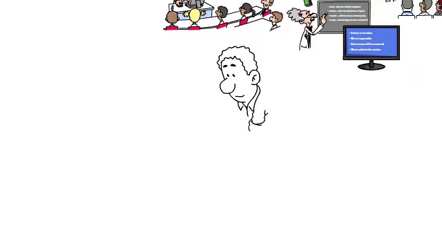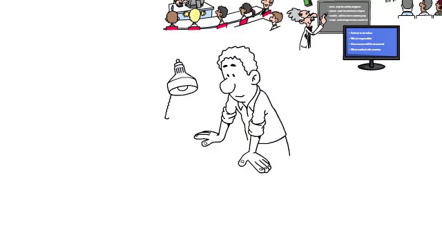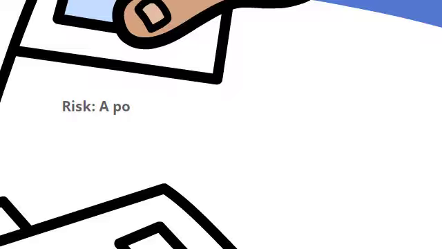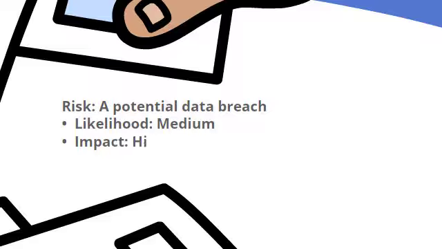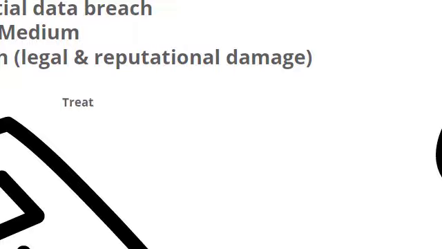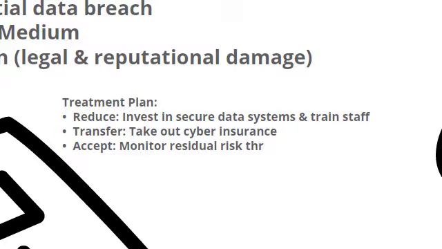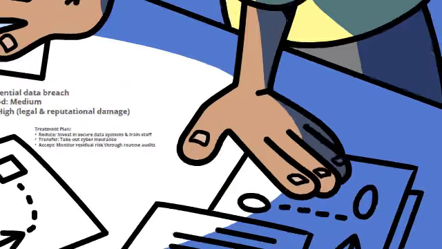Here's an example. Let's say you're running a digital marketing campaign that involves collecting user data. Risk, a potential data breach. Likelihood, medium. Impact, high. Legal and reputational damage. Treatment plan. Reduce, invest in a secure data system and train staff. Transfer, take out cyber insurance. Accept, monitor residual risks through routine audits. By clearly identifying and treating the risk, you're demonstrating responsible planning and gaining confidence from leadership and clients.